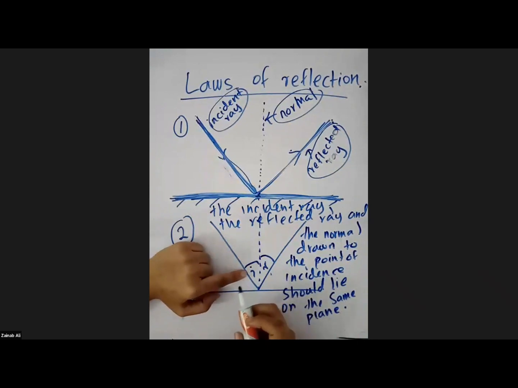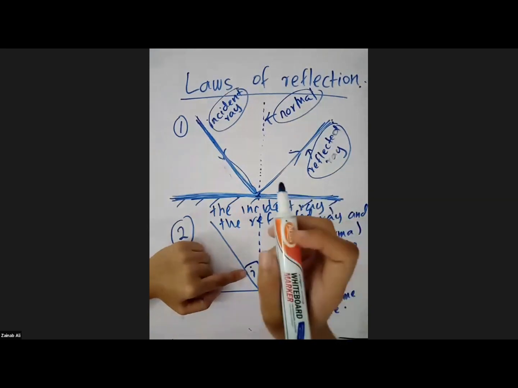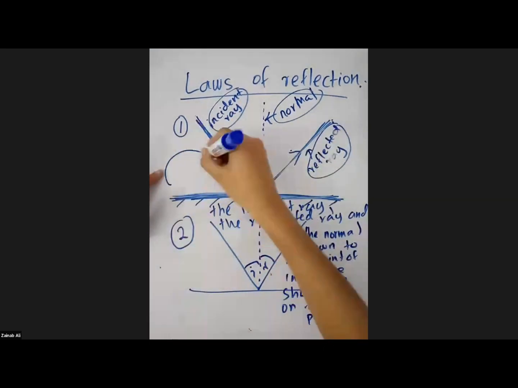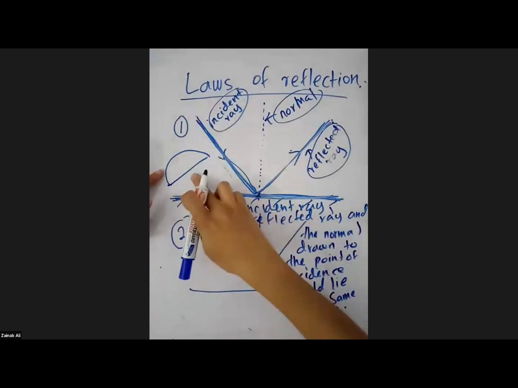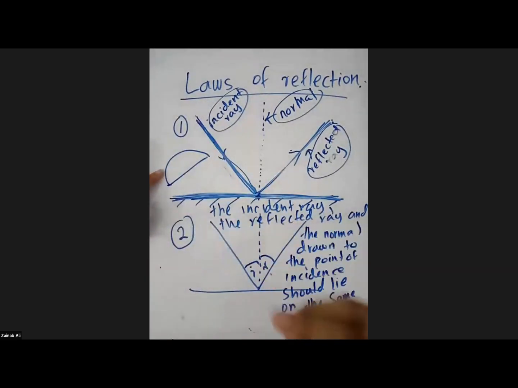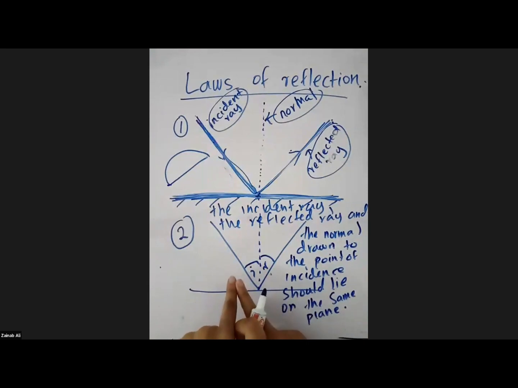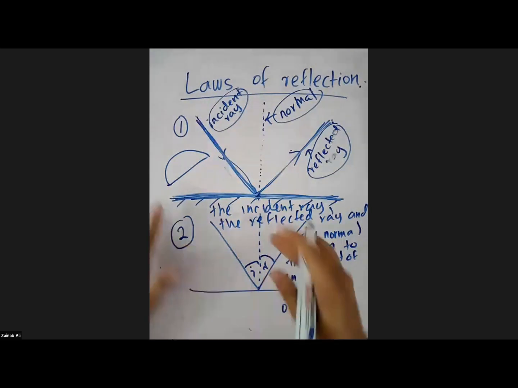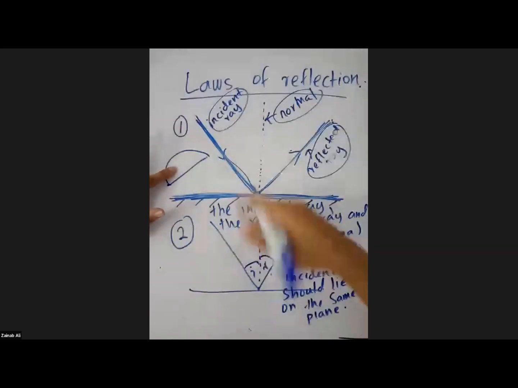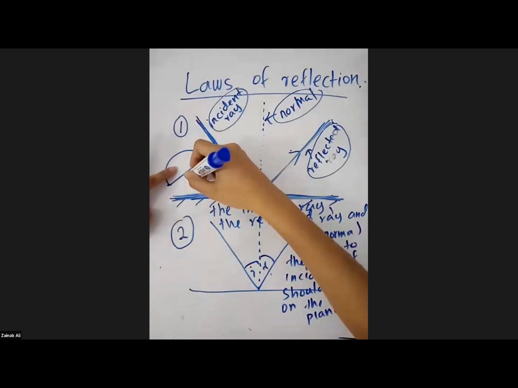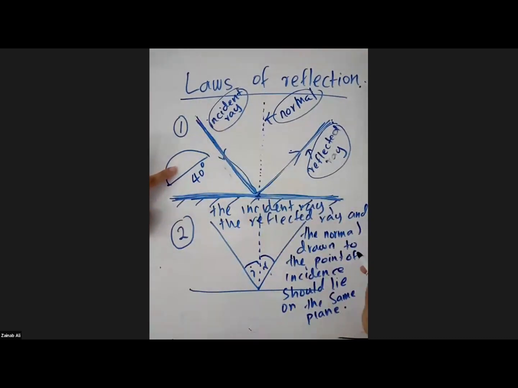Yes, that's correct. You can use a protractor. You know what a protractor is, right? The half circle one, the half ruler one. Using that, you can measure the angle of incidence. Let's say I used the protractor and the angle of incidence was 40 degrees.